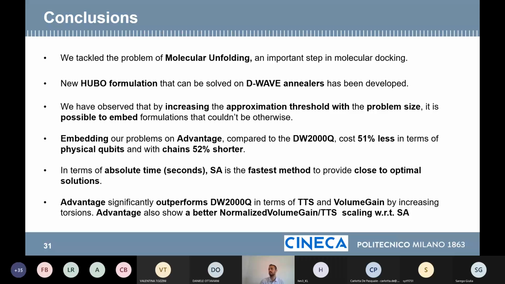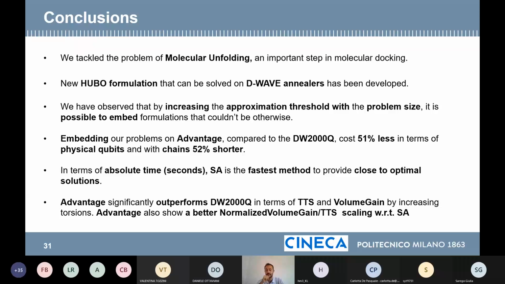And then for this metric, the normalized volume gain over time to solution, we have seen something that could be promising also for quantum annealing, as it seems to slow down less fast, so slow down better than simulated annealing. Okay, I think that's it for this part.